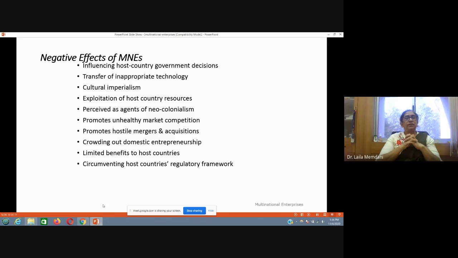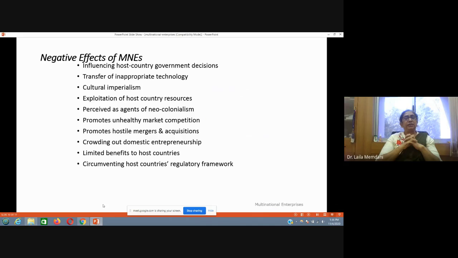Exploitation of host countries' resources. They use host countries' resources for production, and profits will go to the home country. They are also perceived as agents of neo-colonialism. Now, the older form of colonialism is gone, but they are the new colonialism. So, through multinational enterprises, they are controlling the entire world.